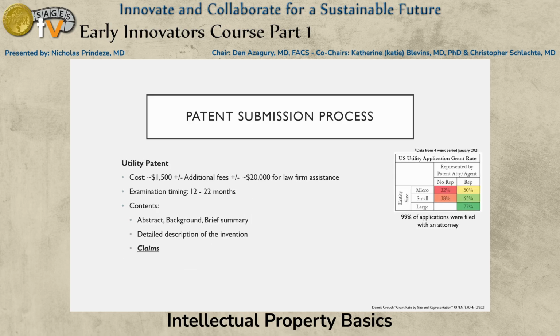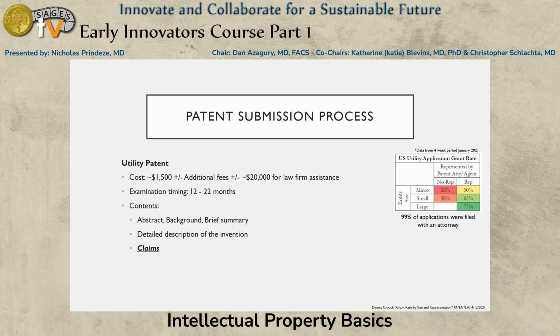Now to talk about the full utility patent. This is a much larger venture, so the cost is much greater. It's about $1,500 for the submission itself, plus or minus additional fees, depending on how many terms and things are in your patent. And then it's on average about $20,000 if you want to use law firm assistance.